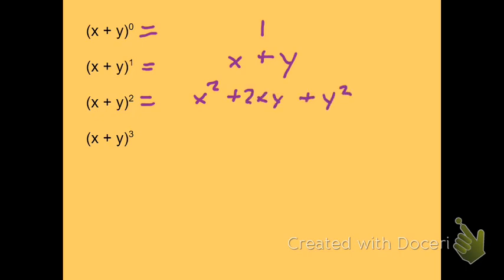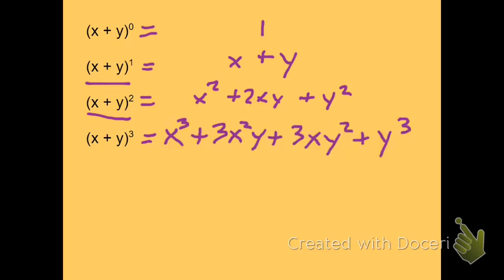Alright, the next one, if you know the formula, use the formula. If not, you can take (x+y)^2 and multiply it by x plus y. I want you to pause the video and do that, and when you unpause it, you'll have the answer right here. If you expand (x+y)^3, you should get x cubed plus 3x squared y plus 3xy squared plus y cubed.